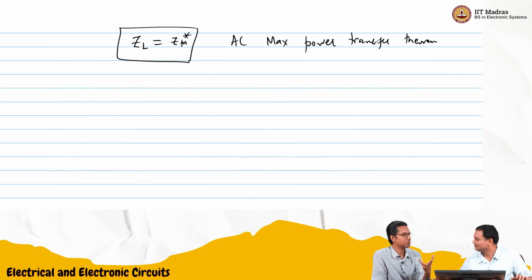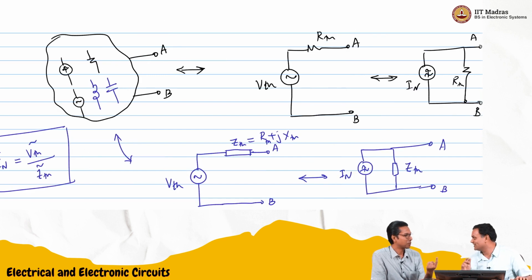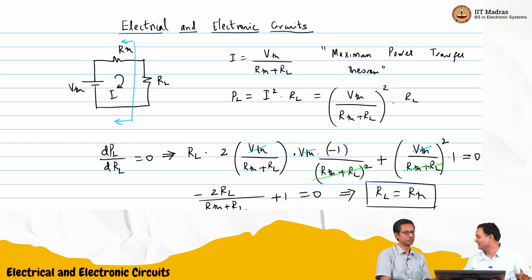So this is irrespective of the value of RTH. It can be 1 milliohm, or 1 mega ohm, or 1 ohm. It doesn't matter.